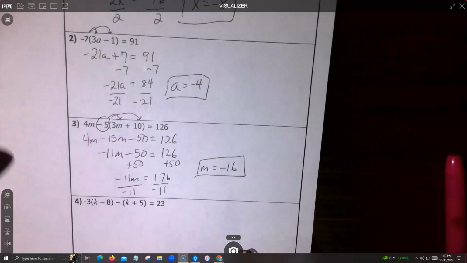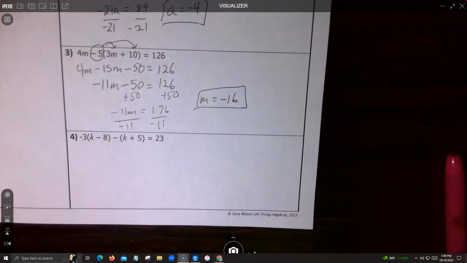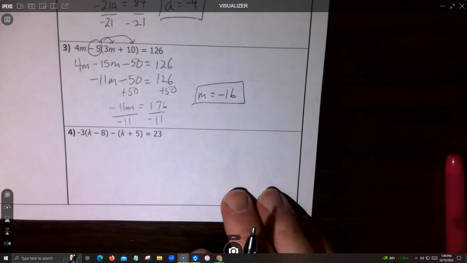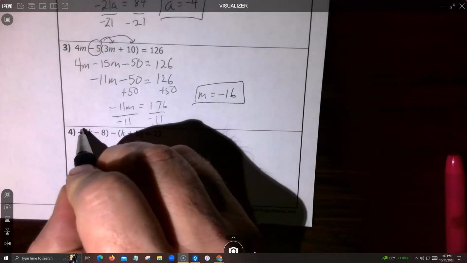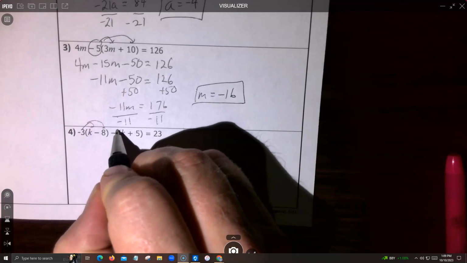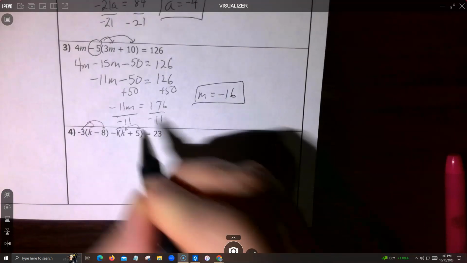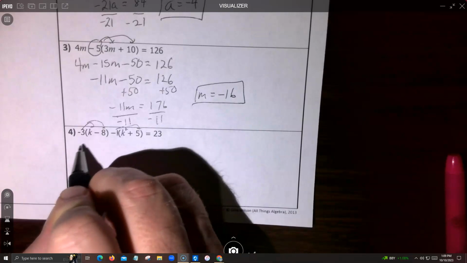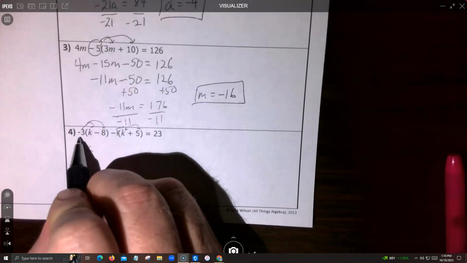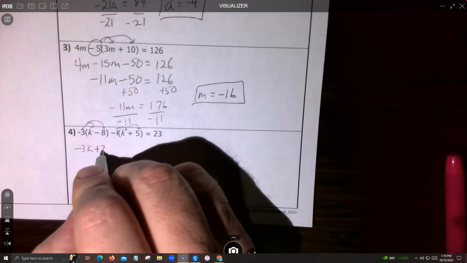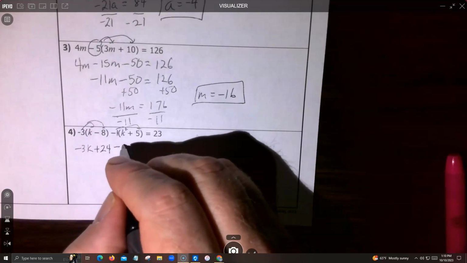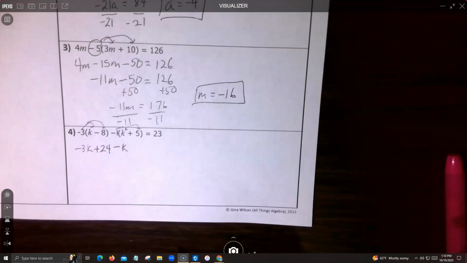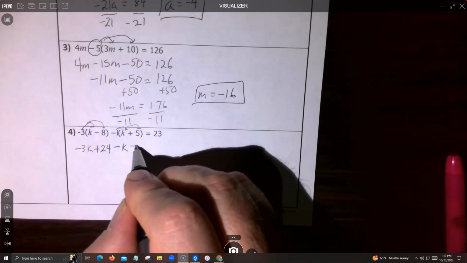All right. The last problem here has double distributive properties. So we have 2 times that we're going to have to distribute. We're going to distribute the negative 3, and then we're going to treat this as a negative 1 and distribute that. Negative 3 times k is negative 3k. Negative 3 and a negative 8 is a plus 24. We have a negative 1 times k, which is negative k, or you could put negative 1k, either one. A negative 1 and a positive 5 is now negative 5.